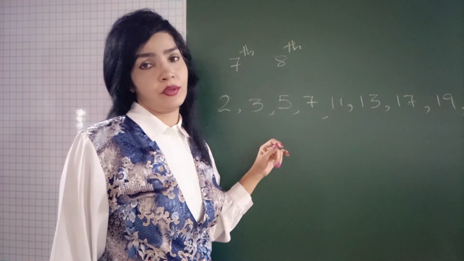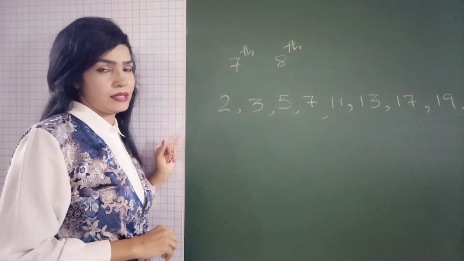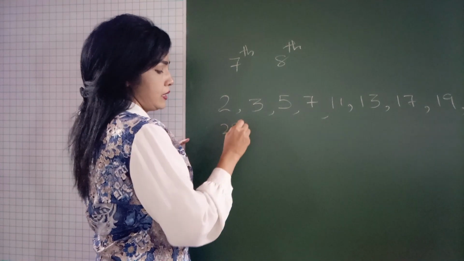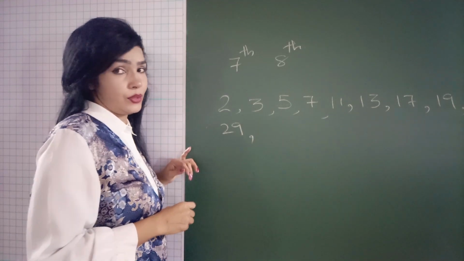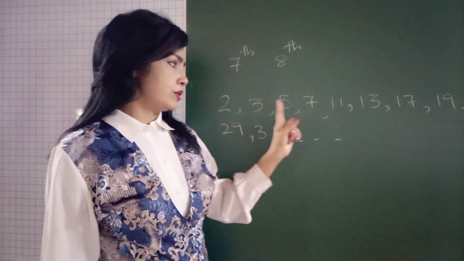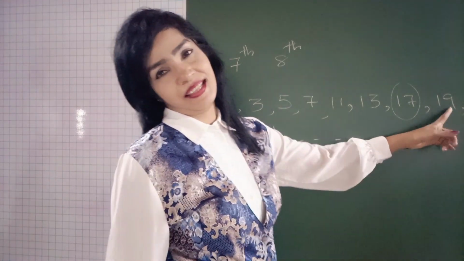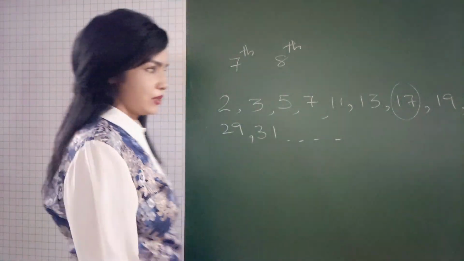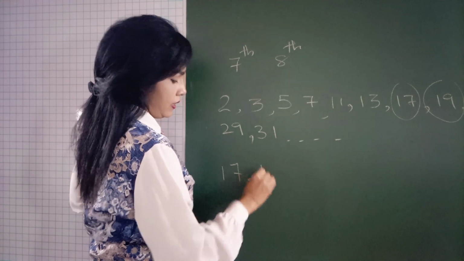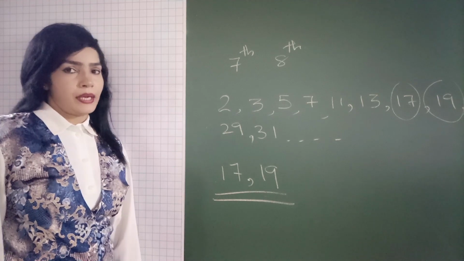20, no, 21, no, 23. 24 is divisible, 25 is divisible, 26 is divisible, 27 is divisible, 29, yes, 30, no, 31, yes, and so on. So you can see 1, 2, 3, 4, 5, 6, 7th prime number is 17 and the 8th prime number is 19. Okay, so our answers are 17 and 19, right? So these are the 7th and 8th prime numbers.